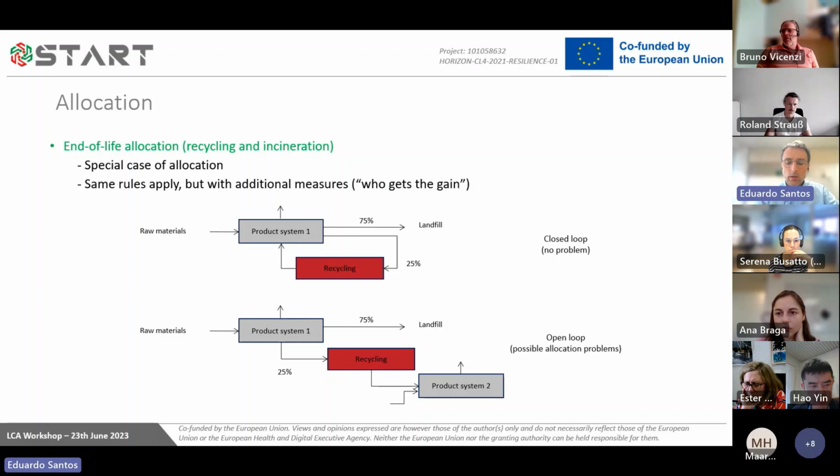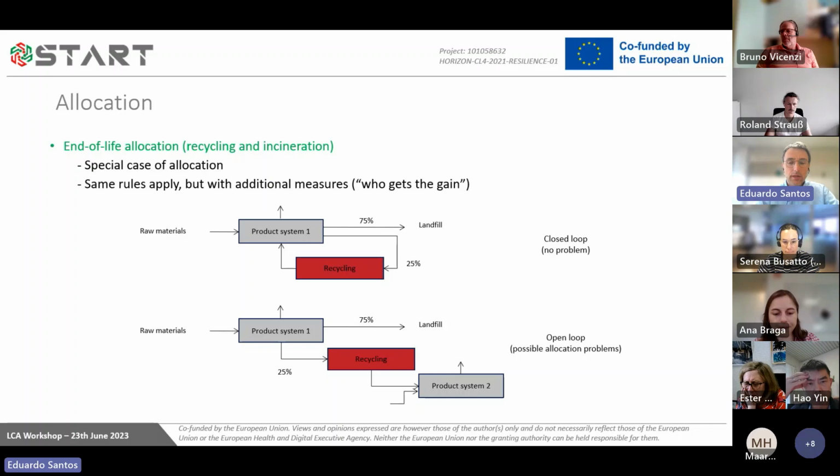So when we are doing, for instance, the end of life of a given product, let's say that we have a bottle of water, and then that bottle of water goes to the collection and recycling system. So let's say that the bottle is made of plastic and that it could be recycled. The question is, the materials are going to be recycled and they will be used to produce another water bottle, let's say.